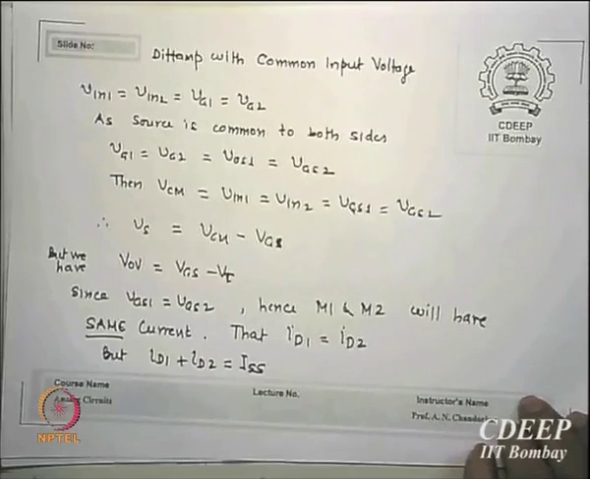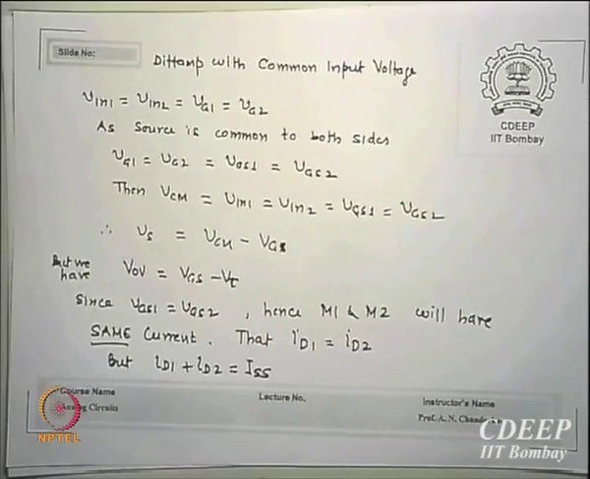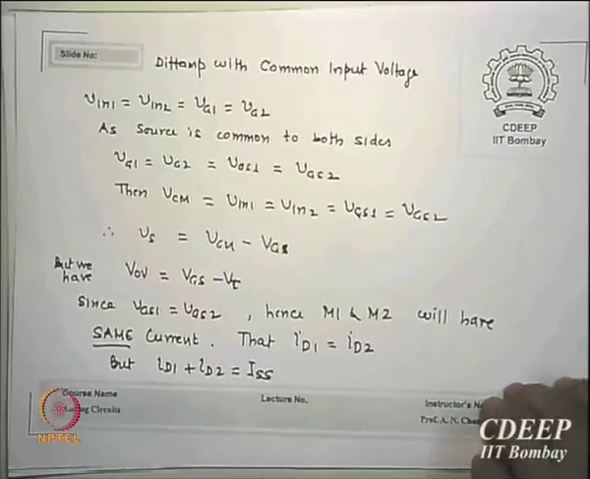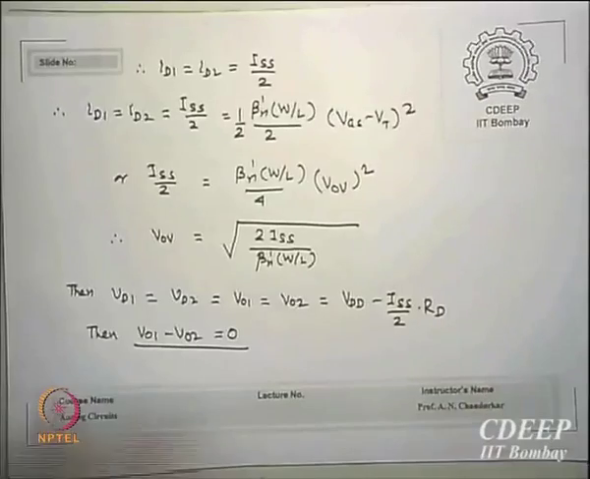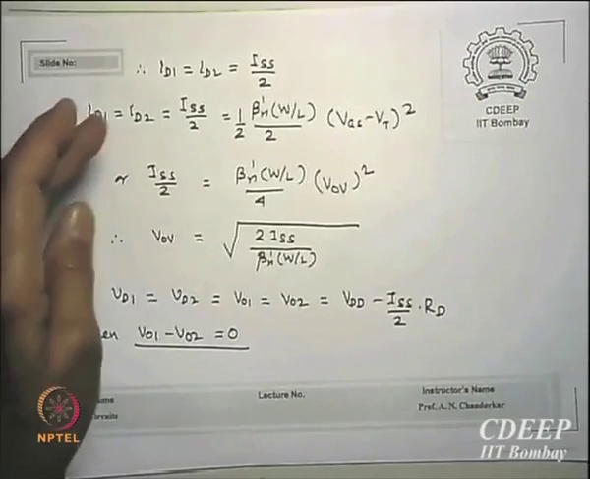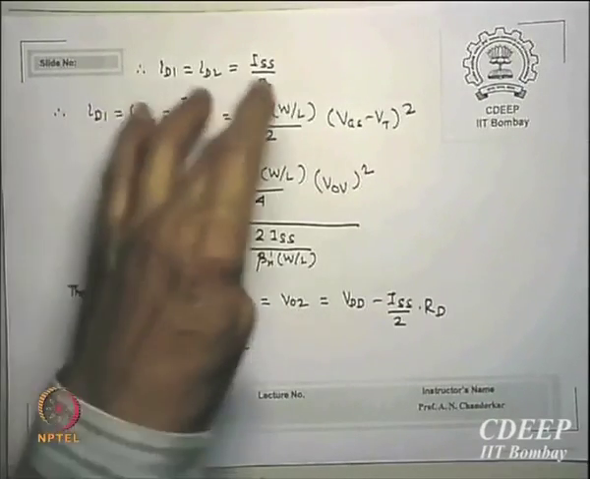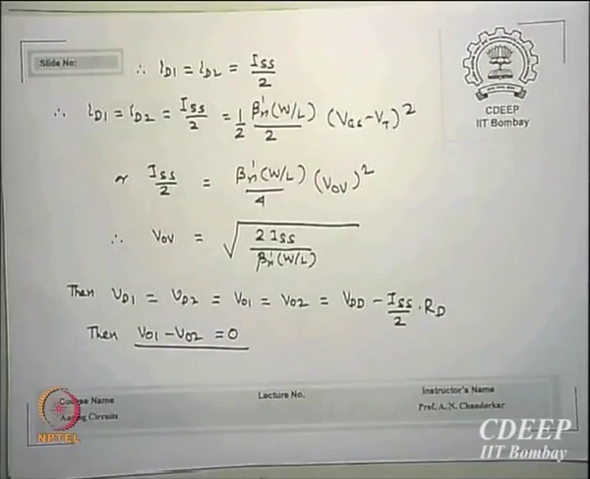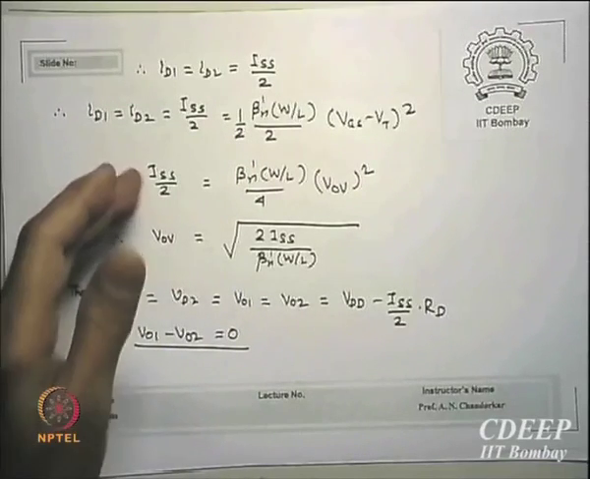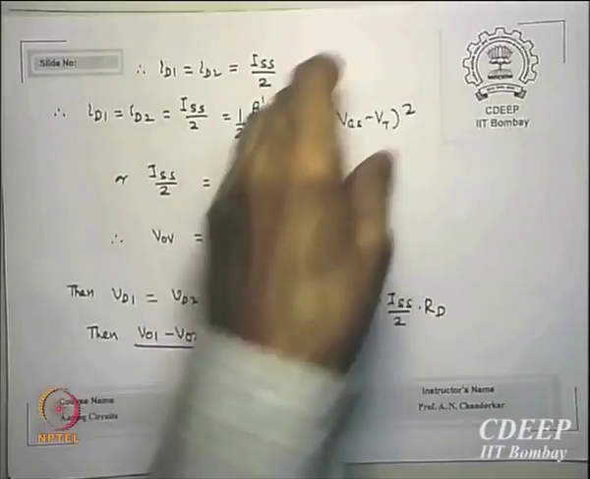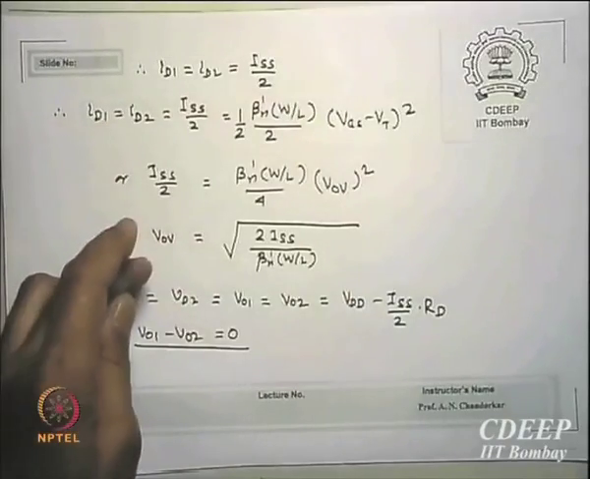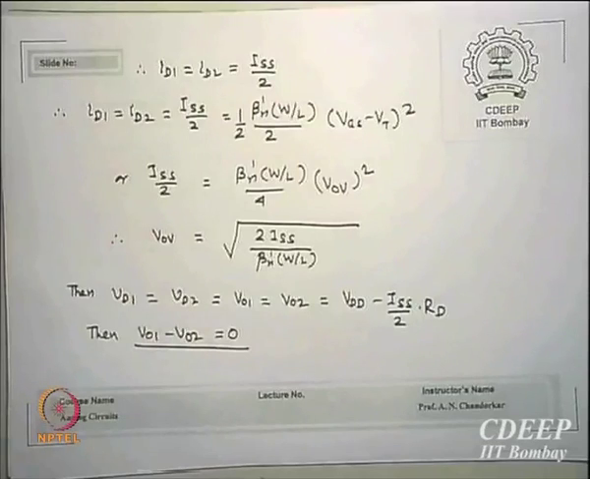So is that clear to you? Because the subtraction is the same for both, is that correct? Same, because Vs is the common voltage, okay. So if I do that, if ID1 is equal to ID2, it is ISS by 2, but we know the current is half beta n dash W by L into (Vgs minus Vt) square. ISS is then represented as VOV square. So VOV is 2 ISS upon beta n dash W by L.